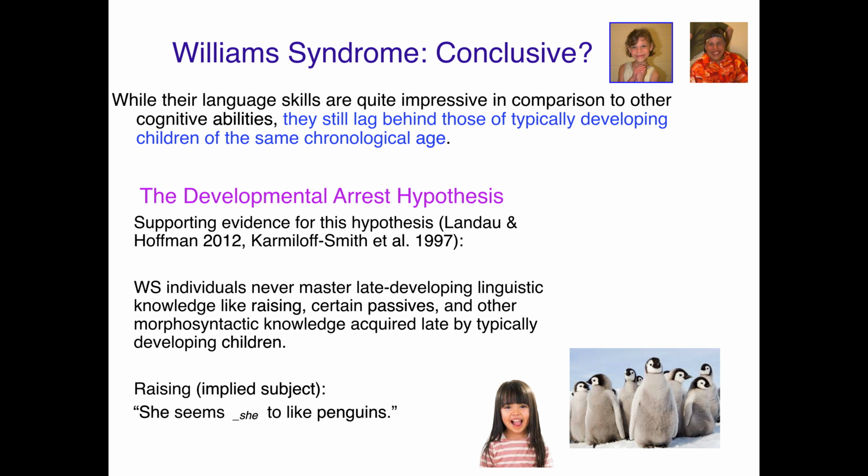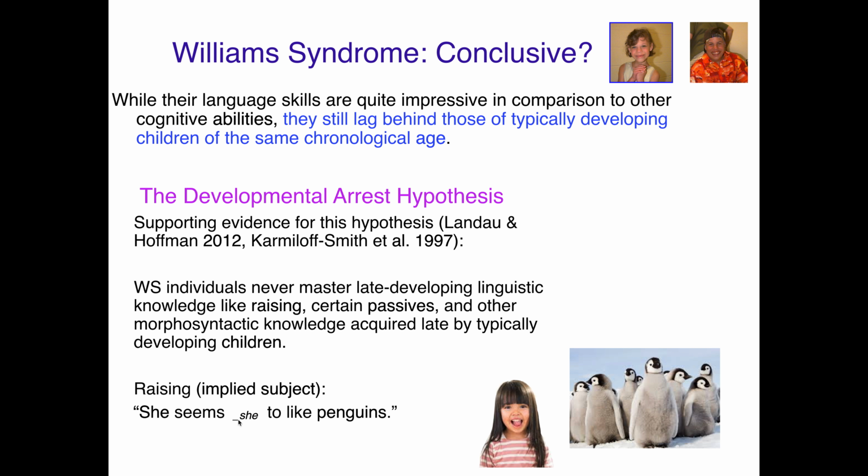So some supporting evidence for this is that Williams syndrome individuals never seem to master late developing linguistic knowledge, such as raising. So raising is when we have an implied or silent subject. So, she seems to like penguins. We talk about this liking event. There isn't a subject there, it doesn't tell you who's liking, but we somehow interpret it as if she is the one who's doing the liking in this liking penguins event. She seems to like penguins. She's the one doing the liking in this event that's being described.